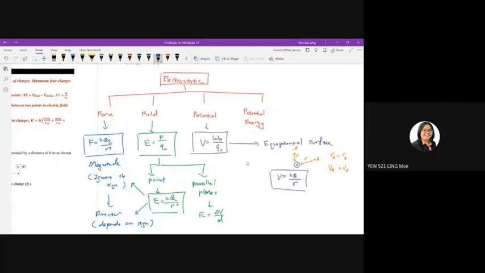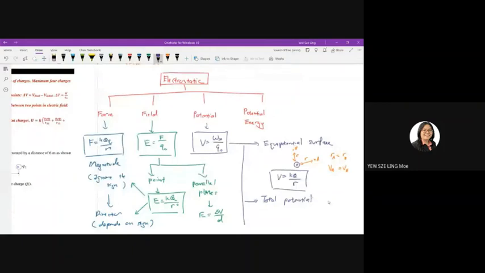Now, this is if you are looking at just one charge. What if you have more than one charge? Then you have to be careful, all right? In this chapter, there's another two things that can be asked. The first one is what we call total potential. Basically, you just add up the potential coming from all of the charges.